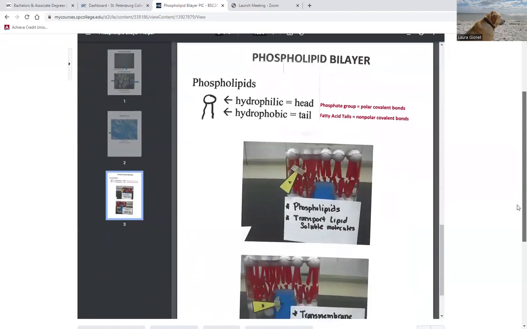But this is a cute little picture of the phospholipid bilayer. So I'm pointing to, I draw out the phosphate group. Here's your hydrophilic head, your hydrophobic tails. The hydrophilic heads are the phosphate groups, polar covalently bonded. The hydrophobic region, the tails, are the fatty acid tails, non-polar covalently bonded, and I'm pointing to those.